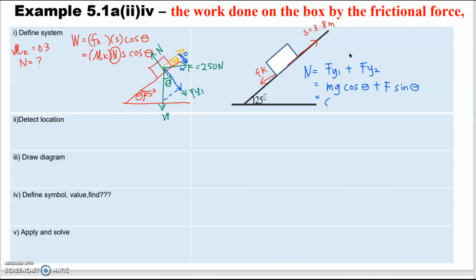Now we are going to find N. N is 20 kg times 9.81 cos 25 degree plus F, which is 250, sine 25 degree. So our N will be 283.47 Newton.